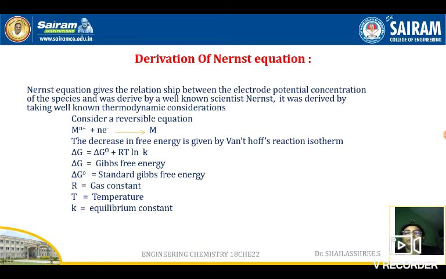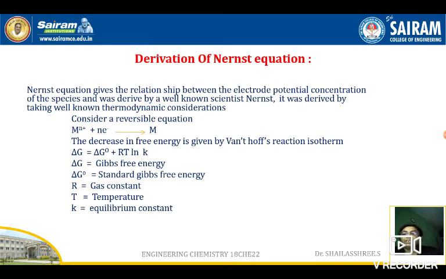To derive the Nernst equation, first of all, we should consider a reduction reaction. Consider a general reduction reaction, M n+ plus n electrons gives M. Whenever a reaction starts, there will be a decrease in the free energy, right? That decrease in the free energy by the Van't Hoff reaction isotherm is given by delta G is equal to delta G naught plus RT ln K.